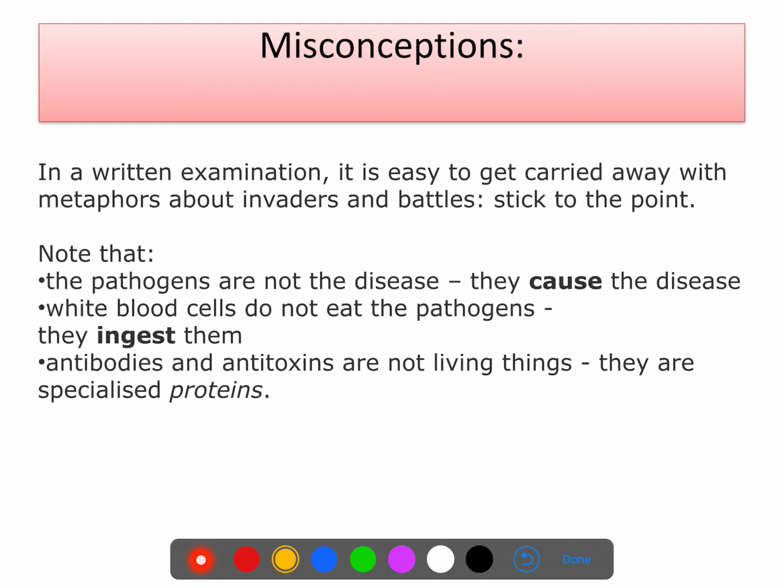And antibodies and antitoxins, the last two mentioned, they're not living things. They're just specialised proteins. So our white blood cells make specialised proteins, antibodies and antitoxins. They are not living things themselves. Those are just key misconceptions that can come up in examinations.